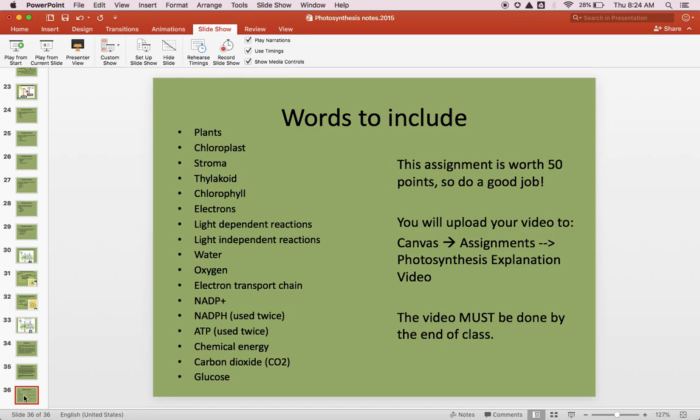Once you're finished with the video, you're going to upload it to Canvas underneath assignments. So you will not go to modules, you will go to assignments, and you will upload it underneath the photosynthesis explanation video. Your video must be done by the end of class, otherwise it's a 0 out of 50.